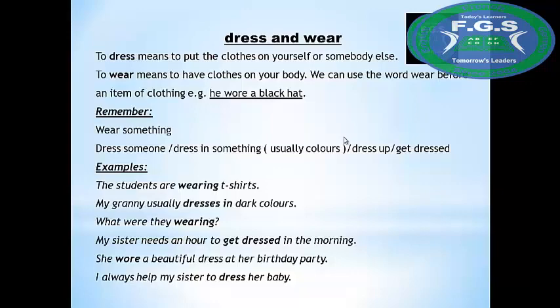Is there an object? No, there isn't an object. So we use the verb dress. She wore a beautiful dress at her birthday party. So there is an object, which is a beautiful dress, so we use wore. I always help my sister to dress her baby. If the object is a person or a small baby, we use dress.